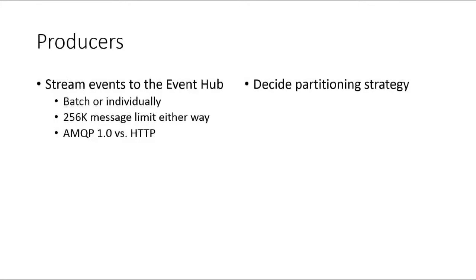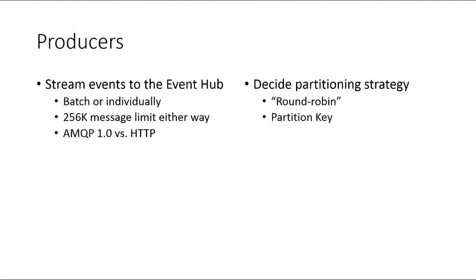Then you have to decide a partitioning strategy. If you do nothing and you just write events to the Event Hub, it effectively is round robin. You send an event, and the Event Hub will do some kind of a hash, or based on timestamp, something, I don't know. It'll just throw it in a random partition.